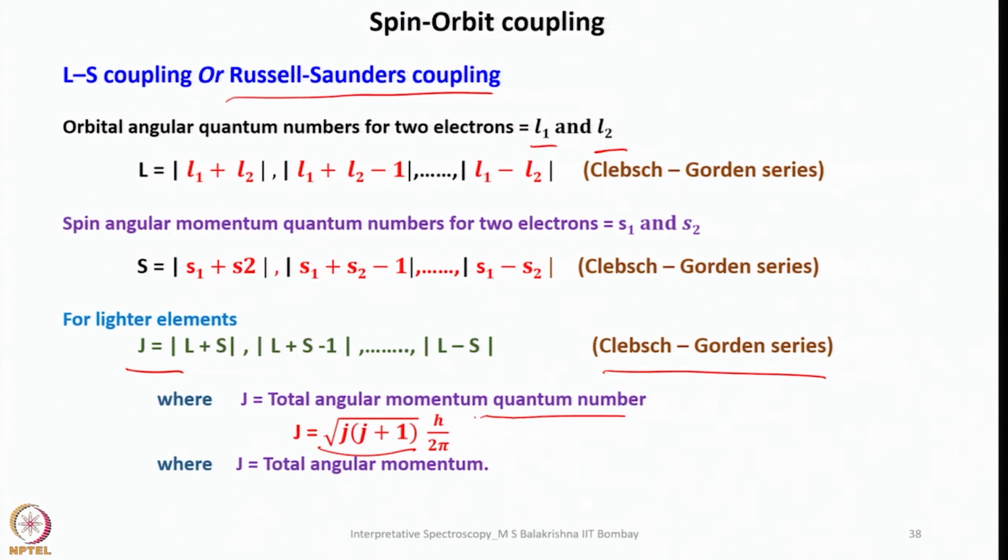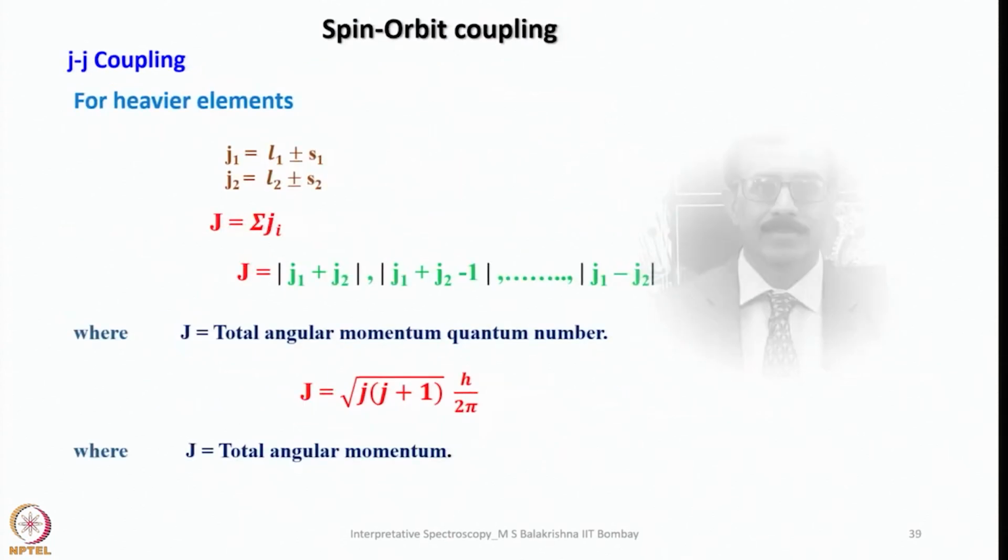But when should we use L plus S and when L minus S? We can see this for jj coupling, used for heavier elements. Here J1 is L1 plus or minus S1, and J2 is L2 plus or minus S2. If J equals the sum of the Ji, then it can go from J1 plus J2 down to J1 minus J2. And this is how we also get the square root of J into J plus 1 into h over 2 pi, and we define J as the total angular momentum.